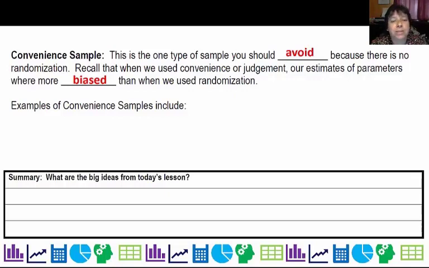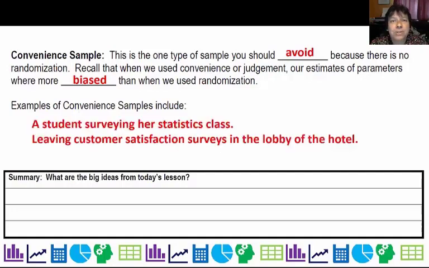It's like, oh, let me just go ask these people. Or let's say I give you an assignment to do a survey and you say, well, I'll just ask the people in my statistics class. Convenience samples are convenient, and if you don't feel like working hard, you tend to do them. Unfortunately, you're usually wasting your time. If you leave customer satisfaction surveys in the lobby of a hotel, you're asking for bias. I promise you, the people in the hotel aren't going to bother to spend their time to fill out a survey. People who are really happy might, and people who are really upset might. So again, avoid convenient samples at all costs.